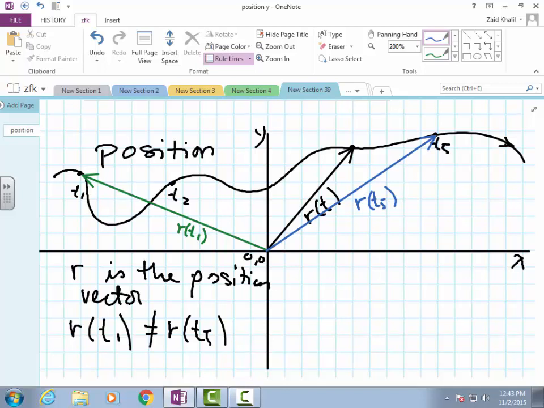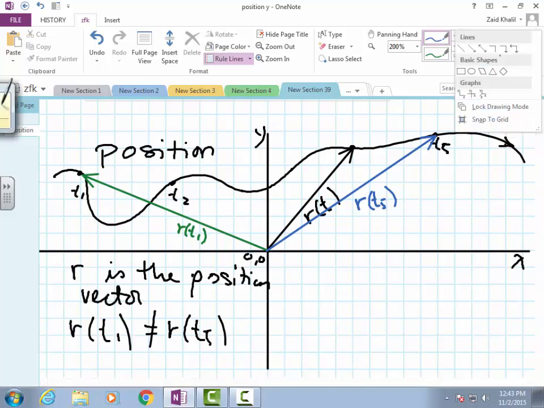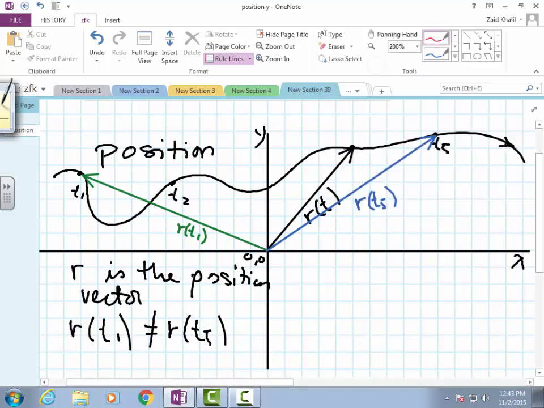So I don't think you guys have much experience with this, so I'm just going to give it to you. It's called polar coordinates. In polar coordinates, instead of your x direction and y direction, you have your r direction and theta direction, which is perpendicular to r.